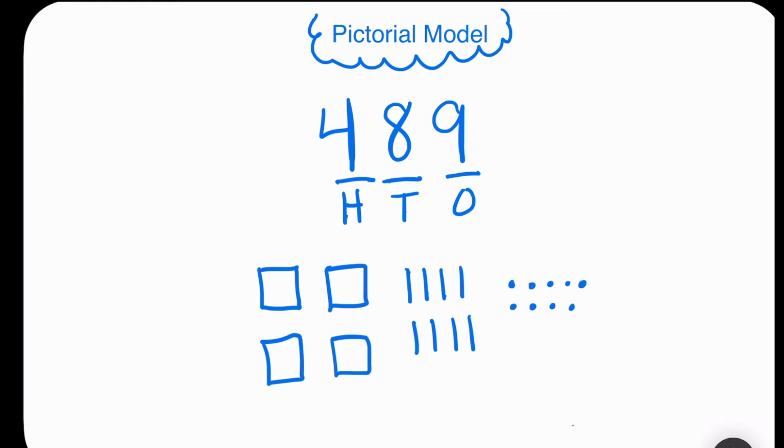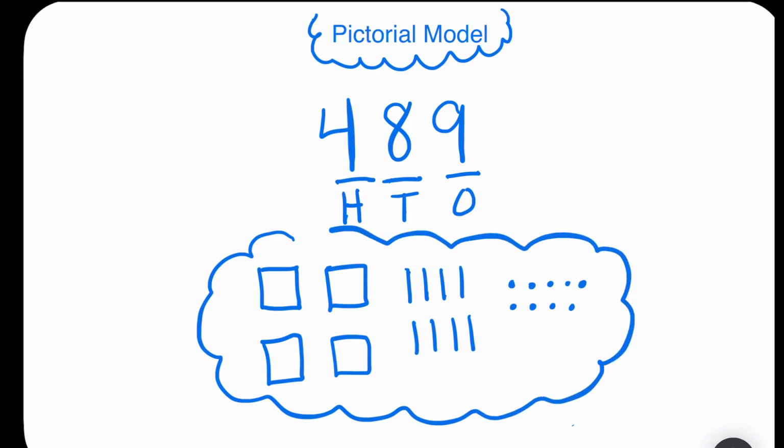This would be a correct pictorial model, a pictorial representation of the number 489. This is a picture of the base 10 blocks that you would use to build the number 489 if you had the blocks in front of you.